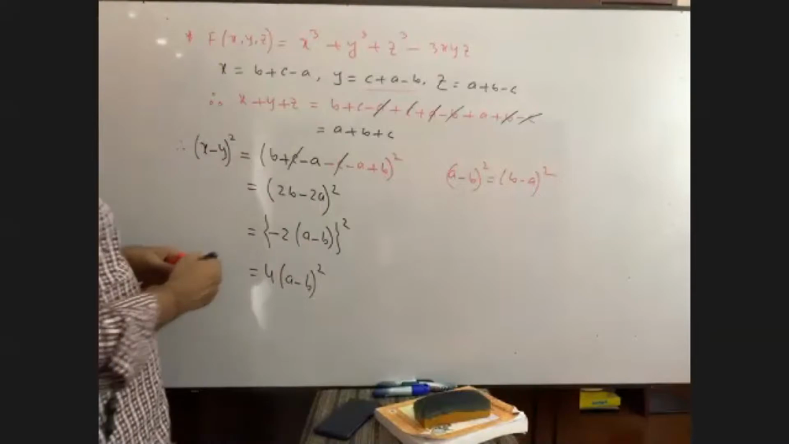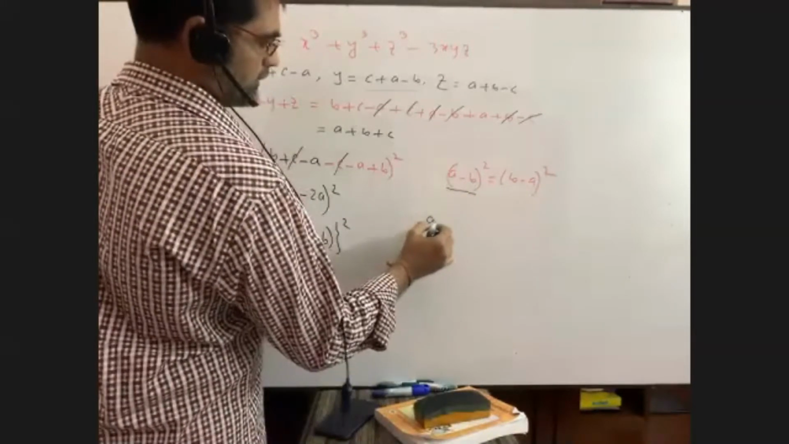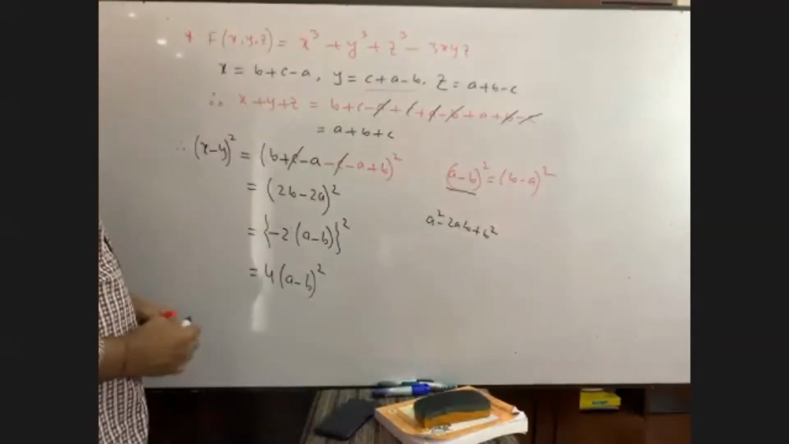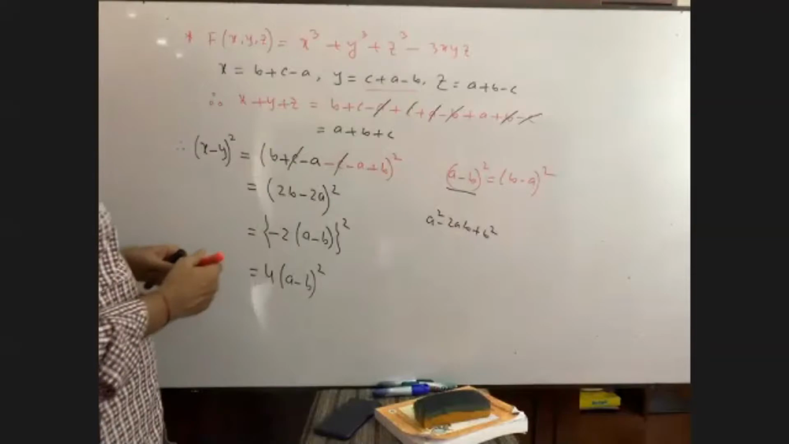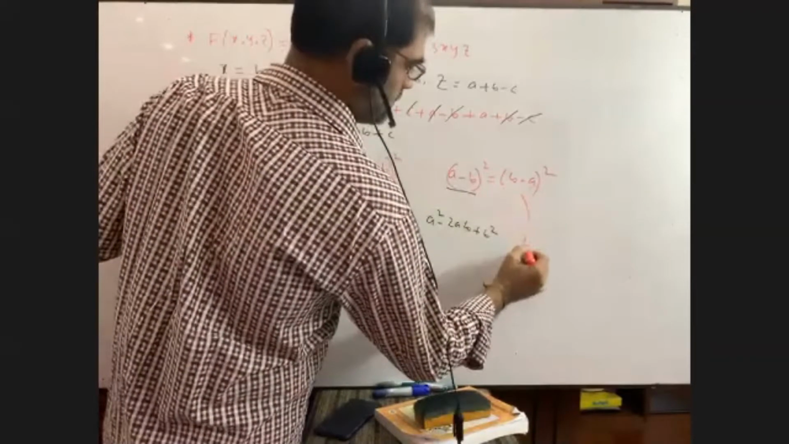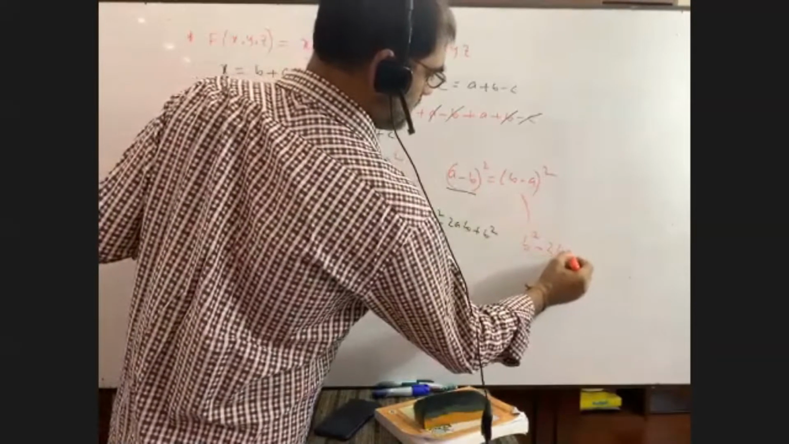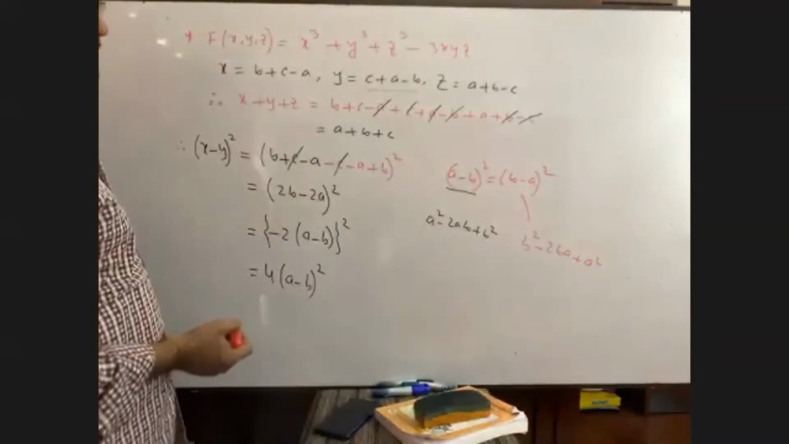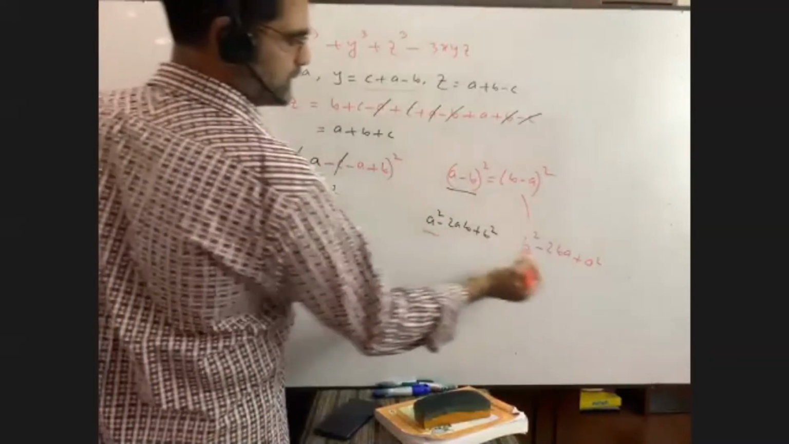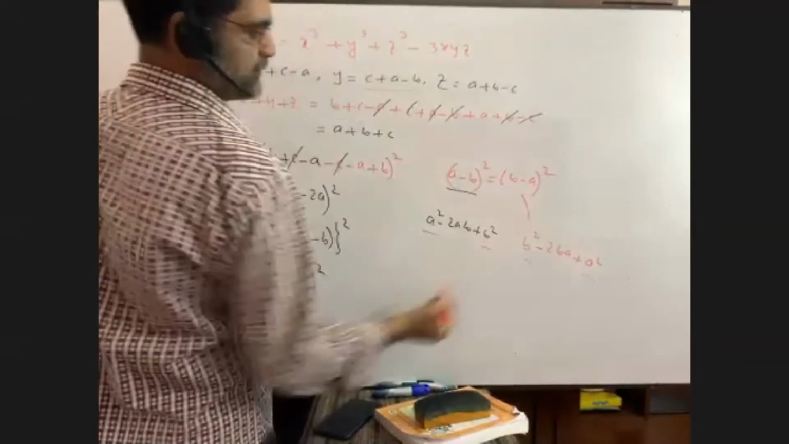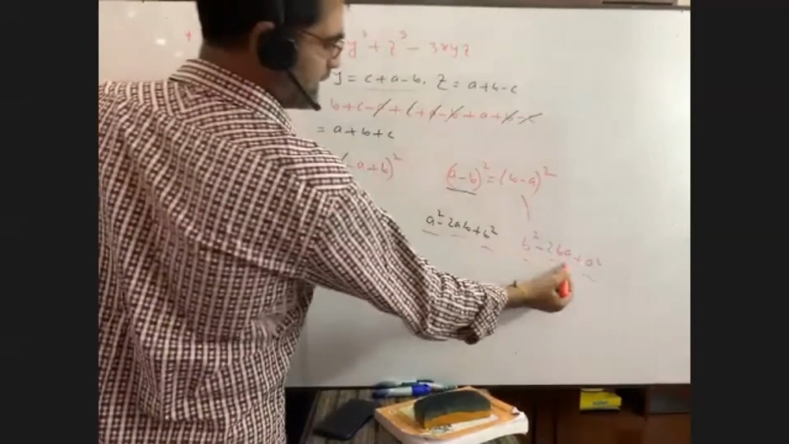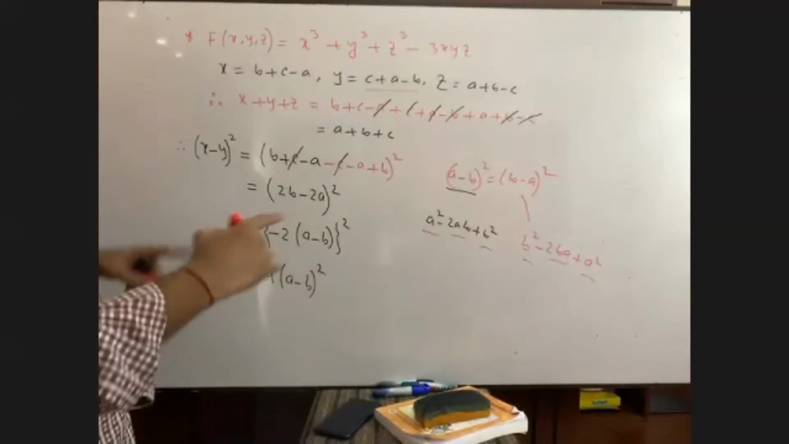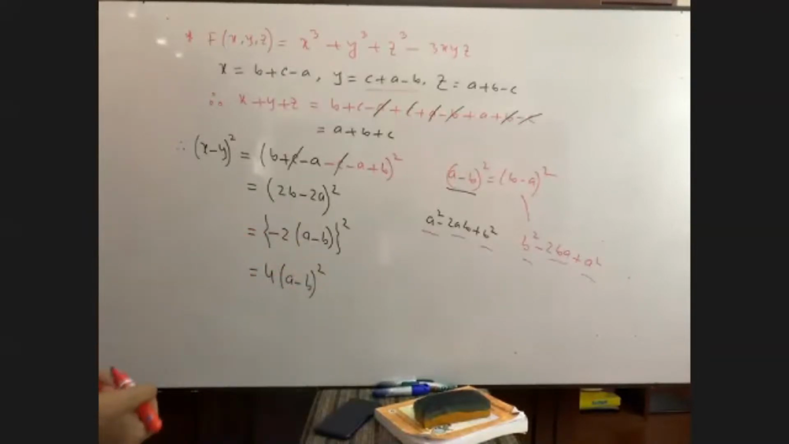Because it is equal to what? a square minus 2ab plus b square, and it is equal to what? b square minus 2ba plus a square. Oh sir, 2ba, sir. And you see, this is a square, this is a square, this is b square, this is b square, this is minus 2ab, this is minus 2ba. Okay, now we are getting all equal, right?